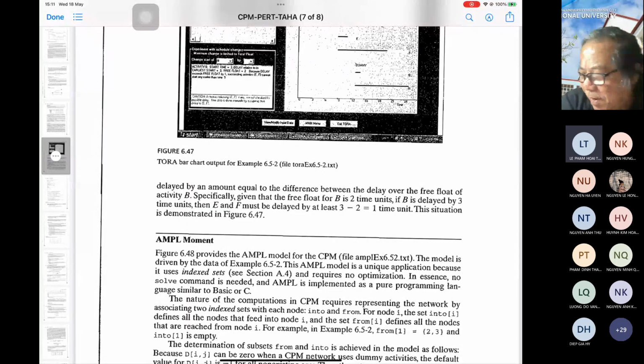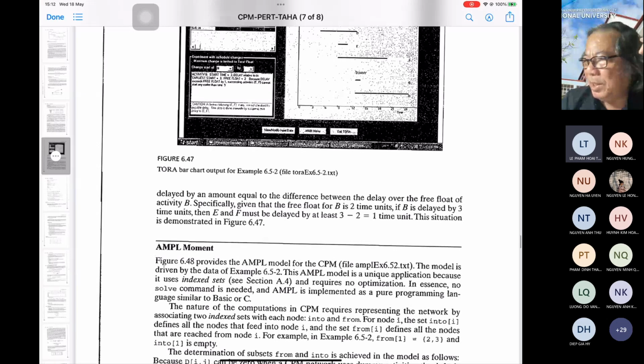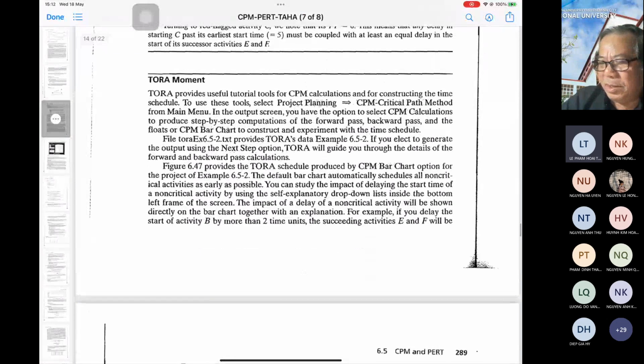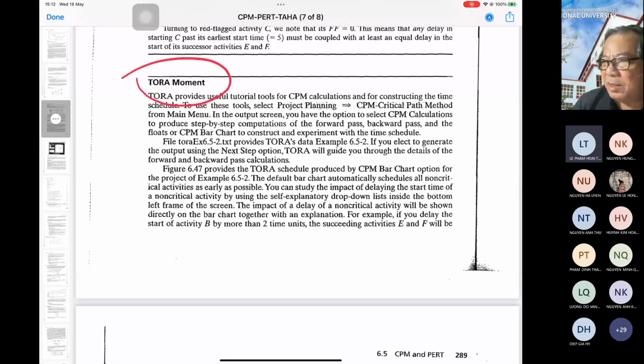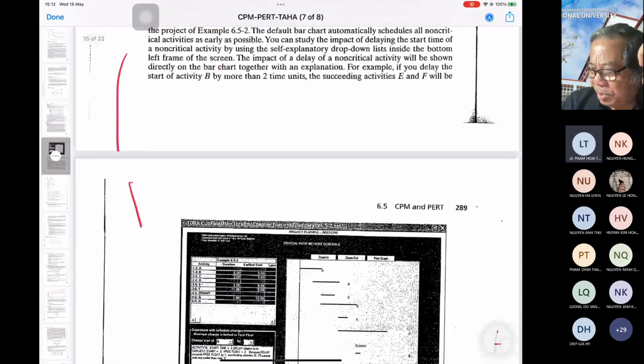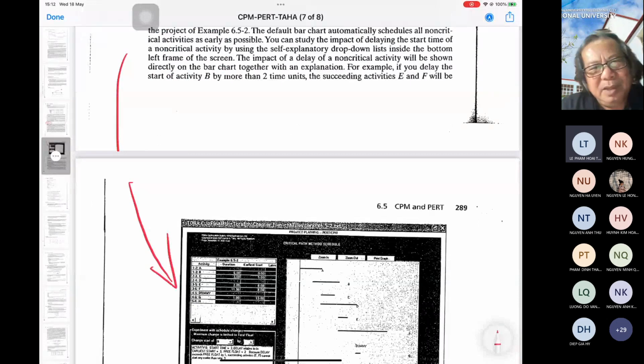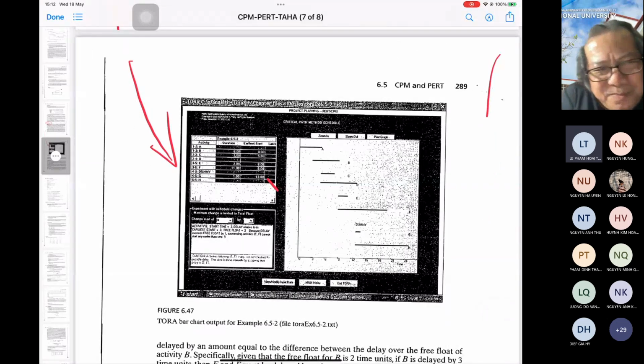In the files I send you, like this chapter, and many other chapters, not only this chapter, in each chapter like this, you see that in the book they have something like this: Torah moment. Torah is software, and this software can be used to solve the PERT, to write down the Gantt chart.